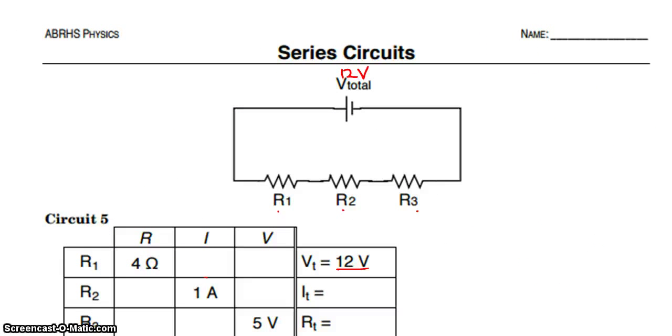Well, what other information do I have? Look at this, 1 amp. That's useful. It's telling me the current through this resistor is 1 amp, but it's a series circuit. So the current going through R2 has to be the same as the current going through R1, which has to be the same as the current going through R3 and the same as the total. This is 1 person per second passing this point. If you want to think of this as cars on a highway, this is 1 car passing this point. Well, that 1 car has to pass this point, and this point. So I can put 1 amp for all of these.